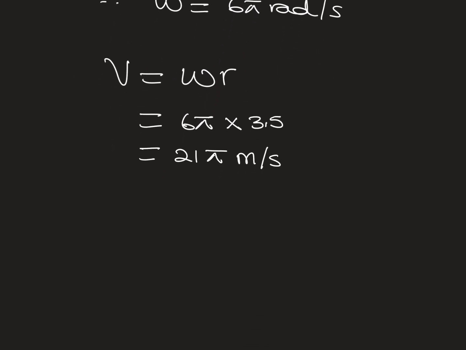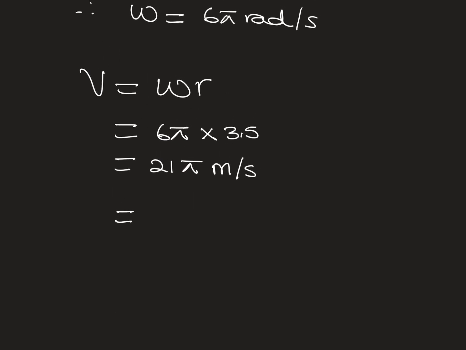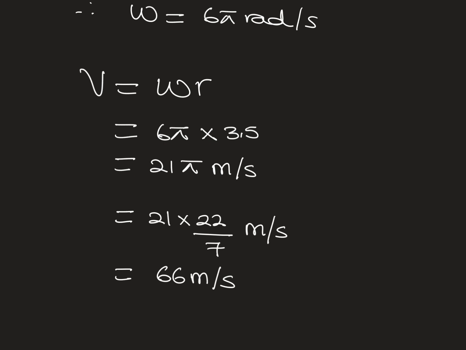But we are given that pi is equal to 22 over 7, right? So if we substitute that, that will be 21 times 22 over 7 meters per second. So 21 times 22 over 7 is 66. So our answer is 66 meters per second. And that is the linear velocity.